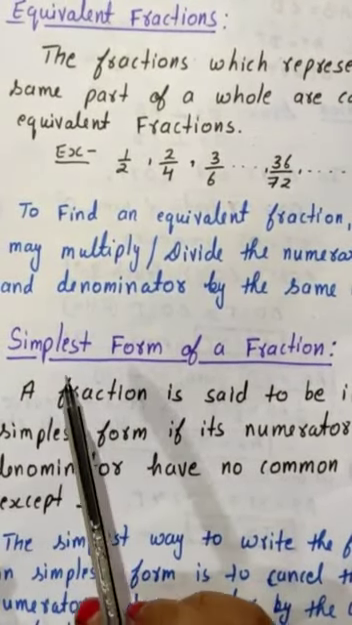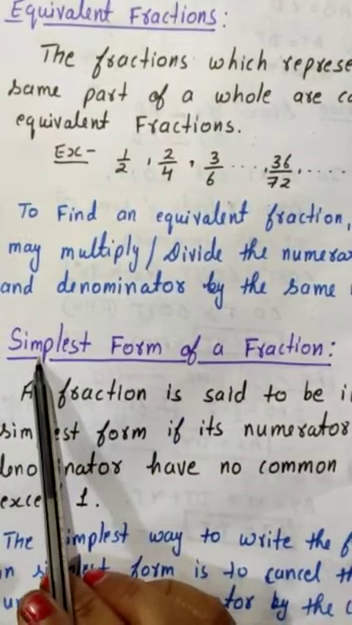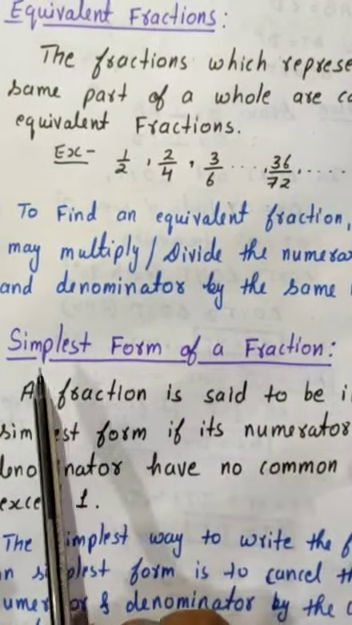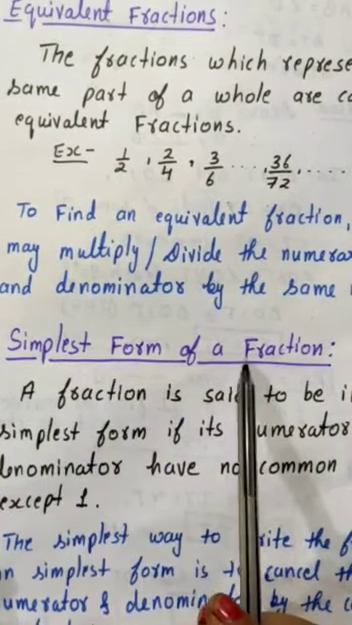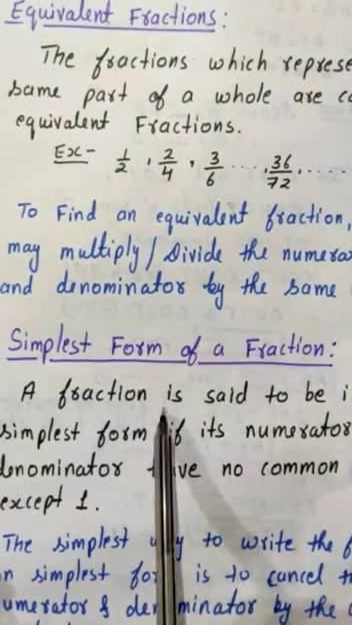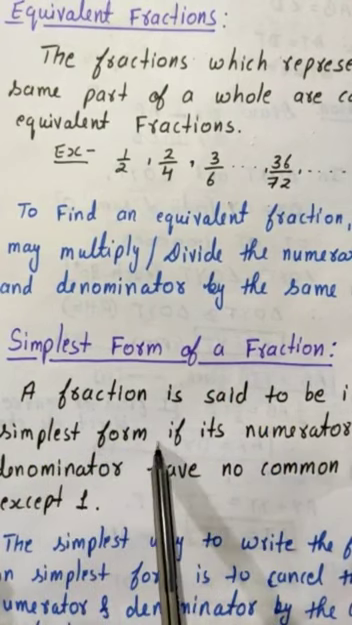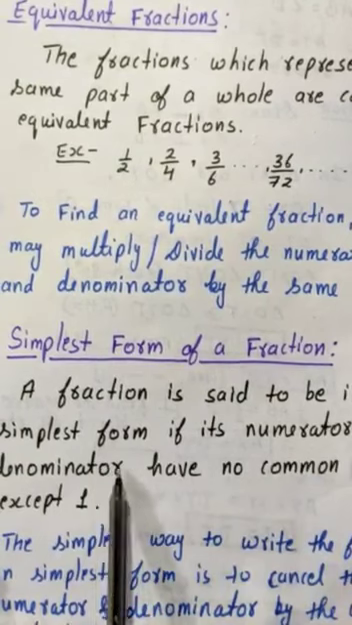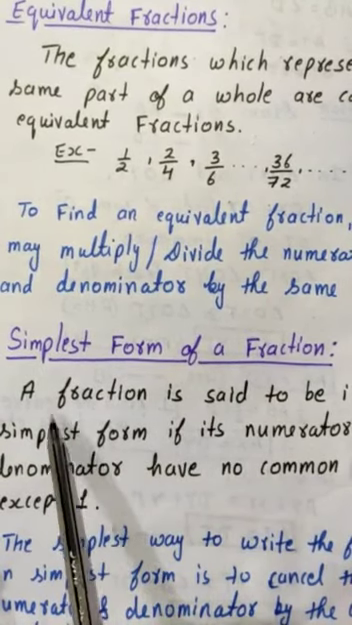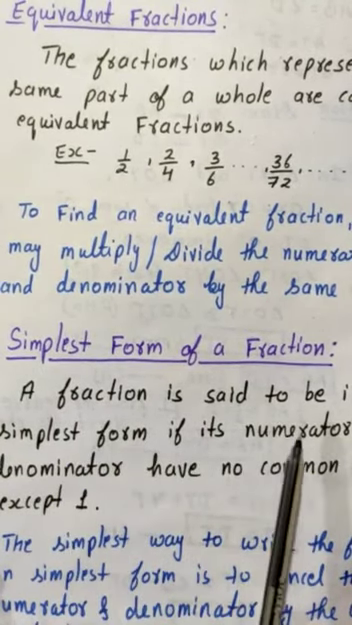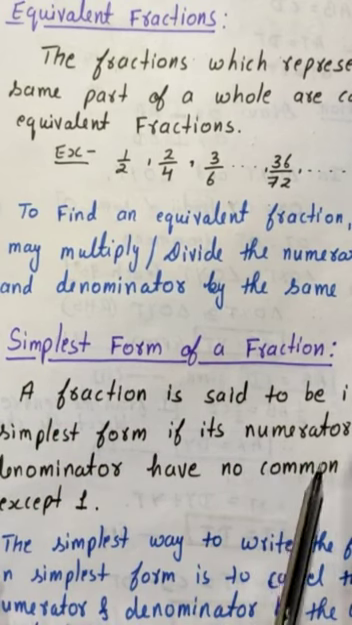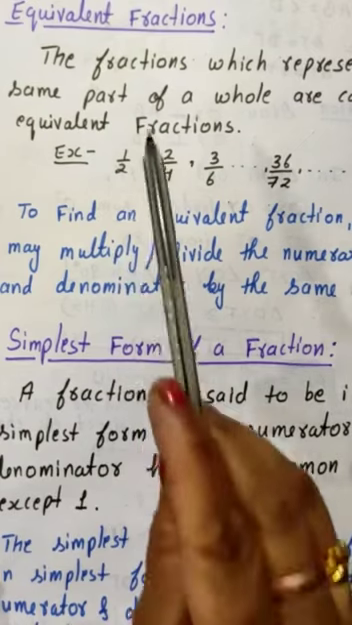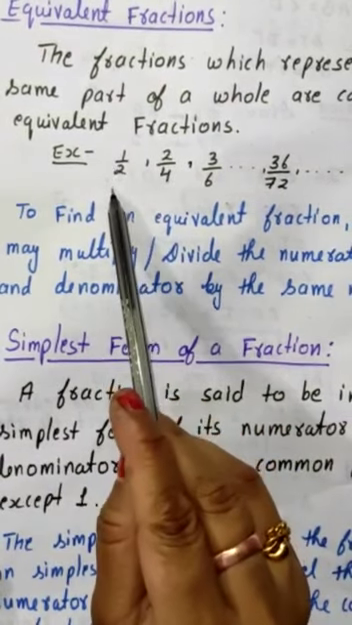Next one is simplest form. Simplest is also called lowest form of a fraction. So what do you mean by the simplest form of a fraction? A fraction is said to be in simplest form if its numerator and denominator have no common factor except 1. For example, in this only 1 by 2 you can take.